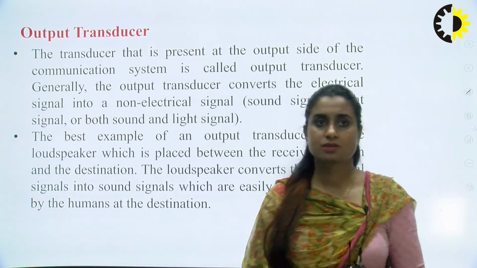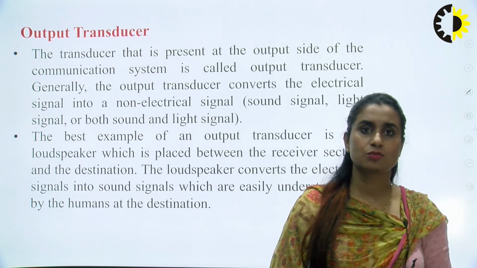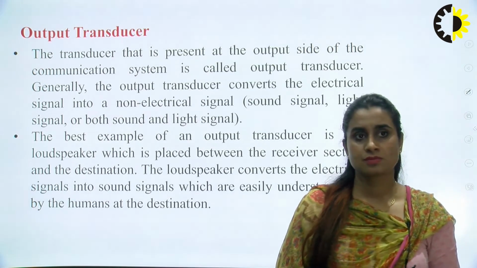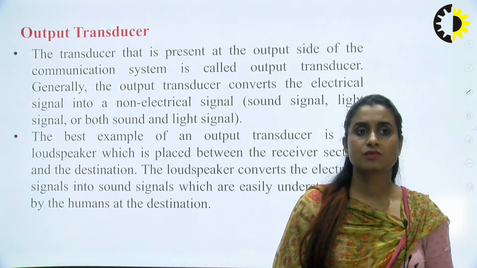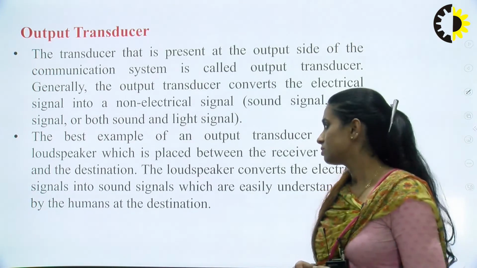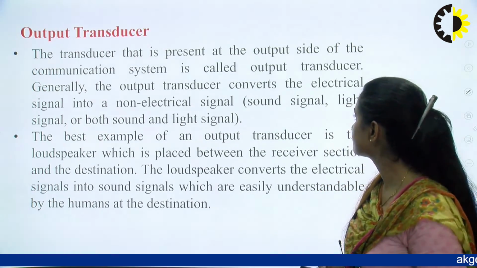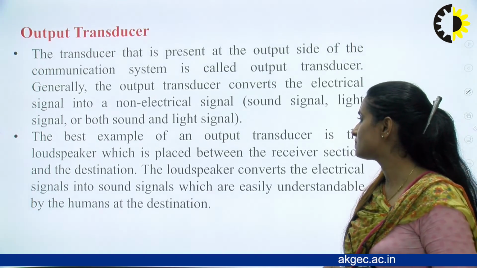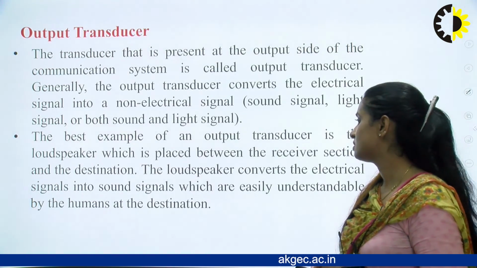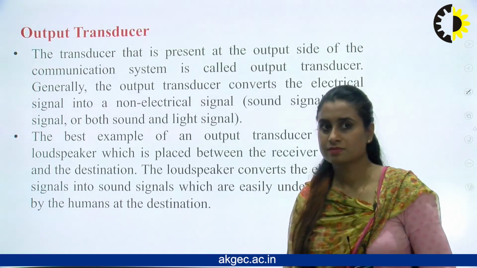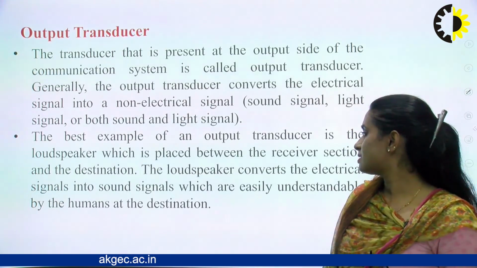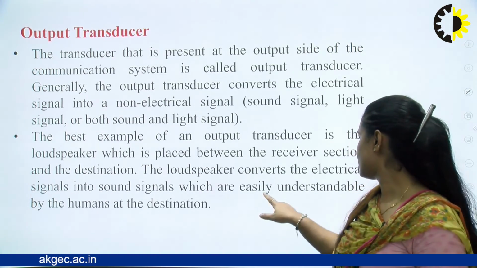Output transducer. The transducer that is present at the output side of the communication system is called output transducer. Generally, the output transducer converts the electrical signal into non-electrical signal. The best example of an output transducer is the loudspeaker, which is placed between the receiver section and the destination. The loudspeaker converts the electrical signals into sound signals which are easily understandable.